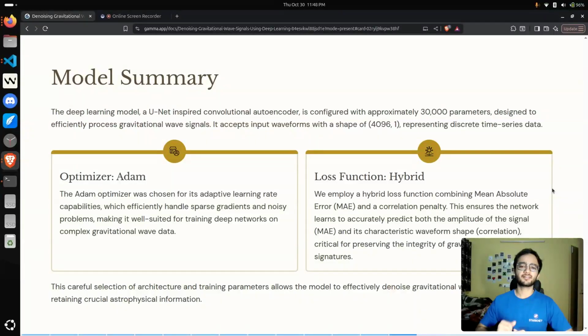This makes sure that the network learns to accurately predict both the amplitude of the signal and its characteristic waveform shape, which is critical for preserving the integrity of a gravitational wave signature. I first used a different loss function, which was just the mean absolute error, but that was not giving good results. Using this hybrid loss function gave much better results than the previous one.